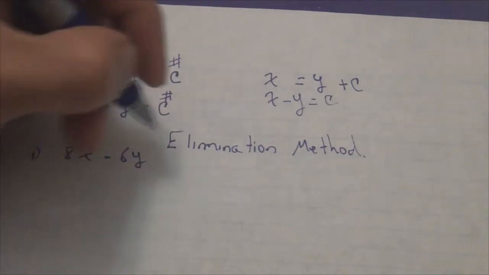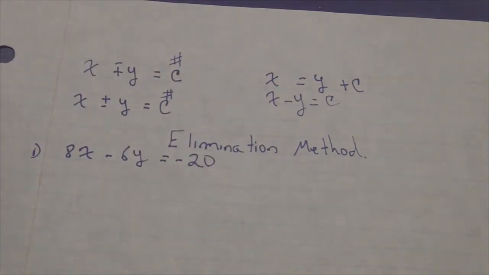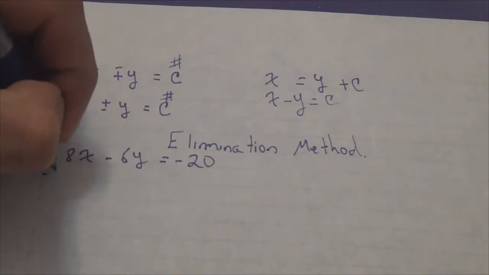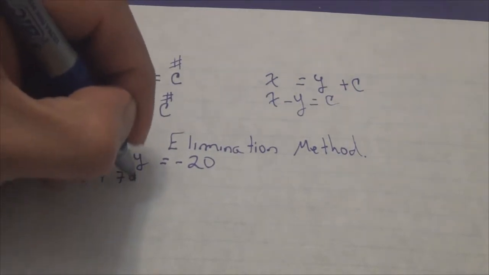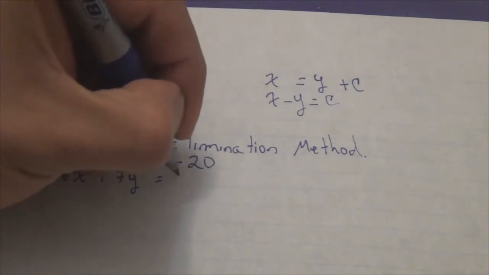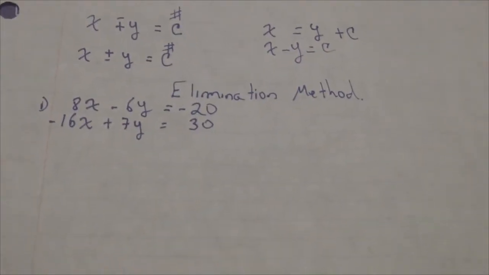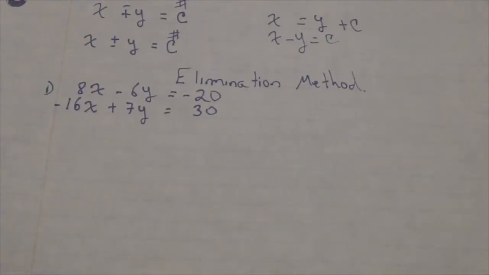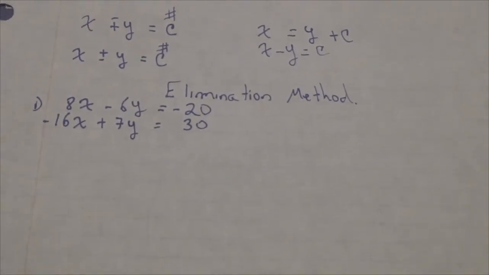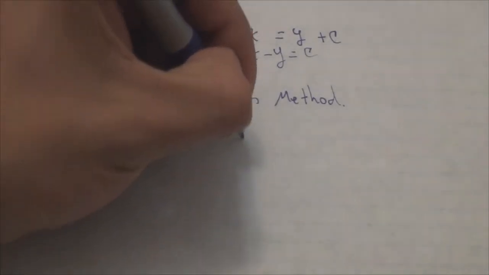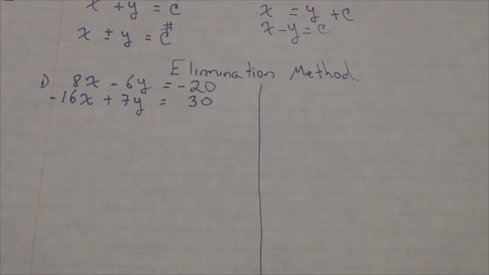8x minus 6y equals negative 20. And then we have the other equation, which is negative 16x plus 7y equaling 30. So, how do you solve a system of equations by elimination? Easy. First, you choose what you want to eliminate. For example, we're going to do this in two different ways, so it's going to be really hard, but once we're done, it's going to be good.